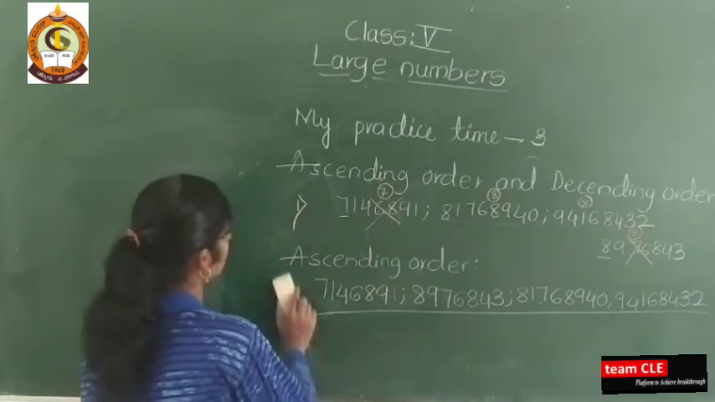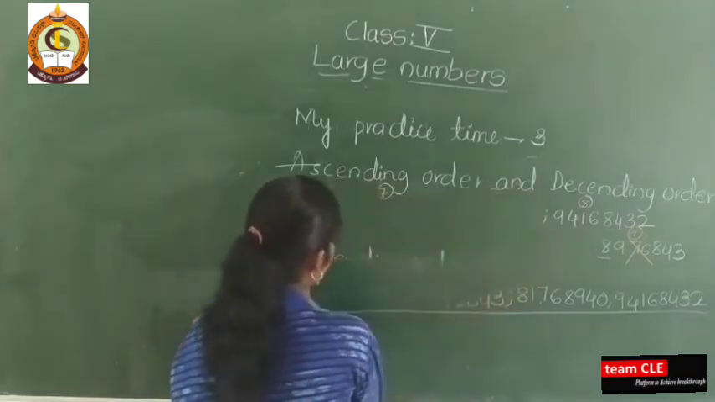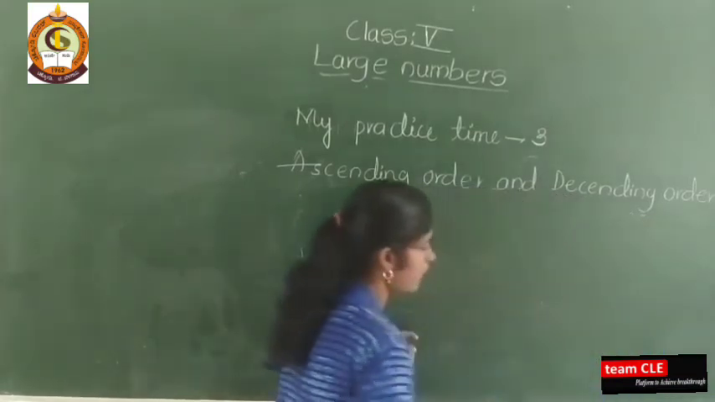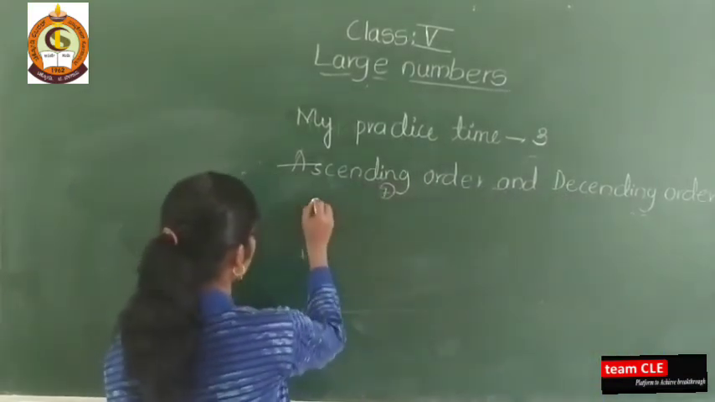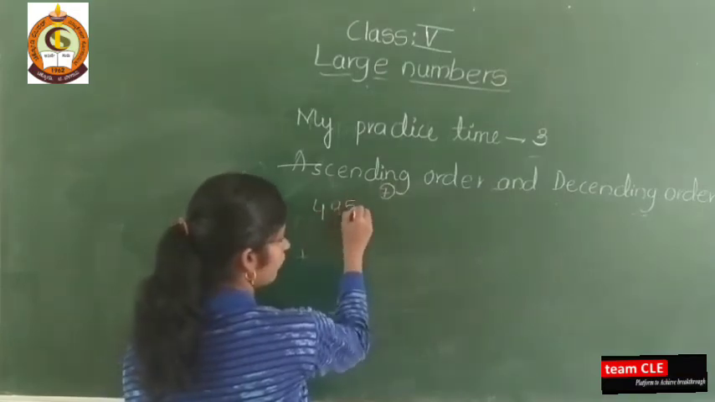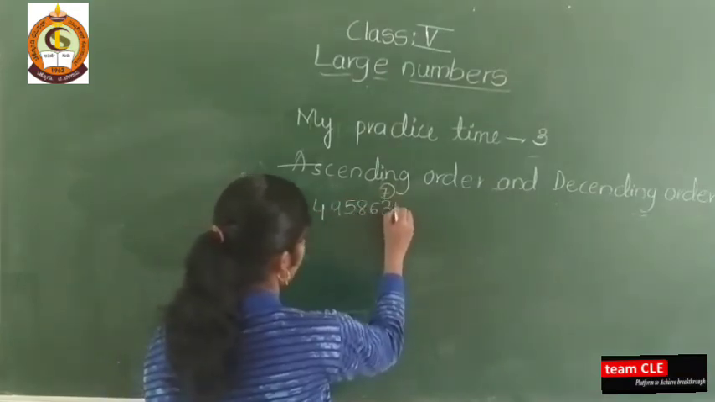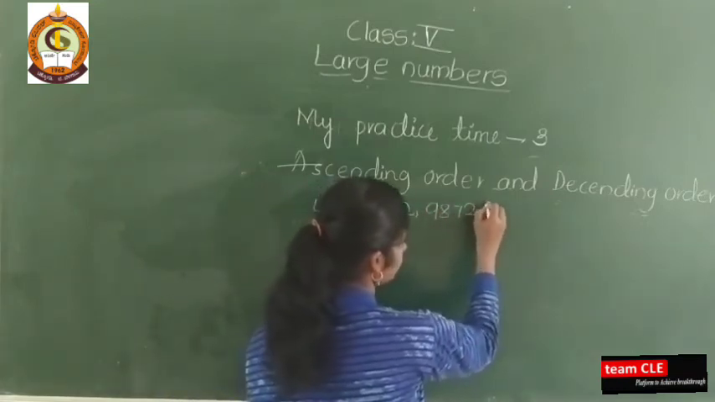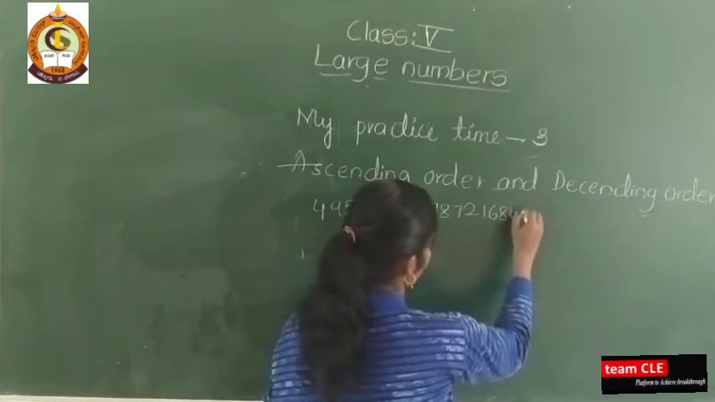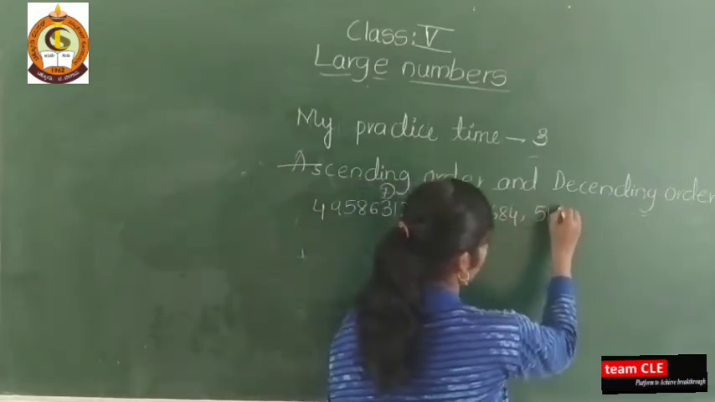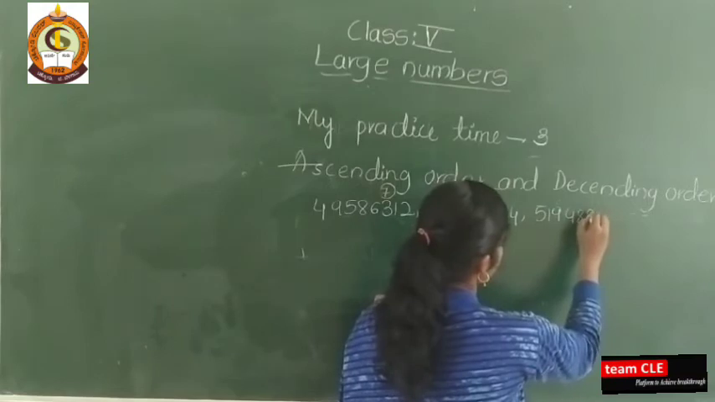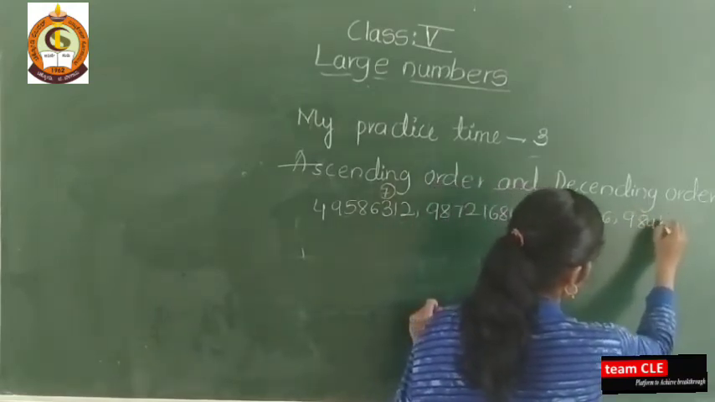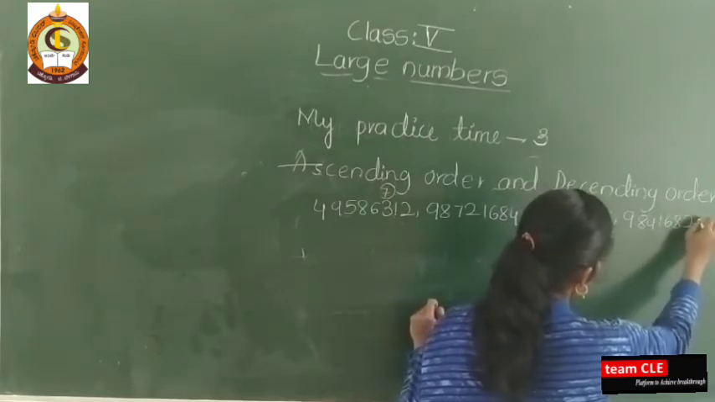Next I will take one more example and arrange those numbers in descending order. So I will take here 4, 9, 5, 8, 6, 3, 1, 2. Next 9, 8, 7, 2, 1, 6, 8, 4. Next 5, 1, 9, 4, 8, 3, 1, 6. Next 9, 8, 4, 1, 6, 8, 2, 2.